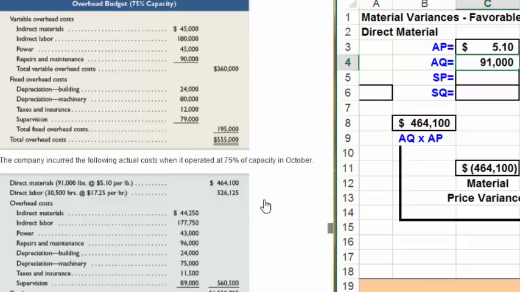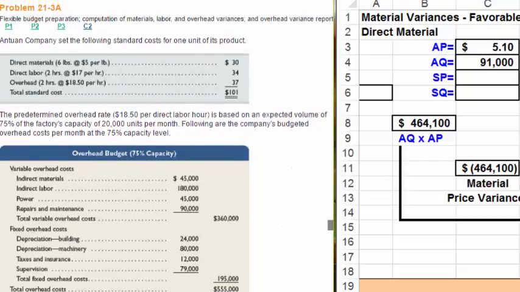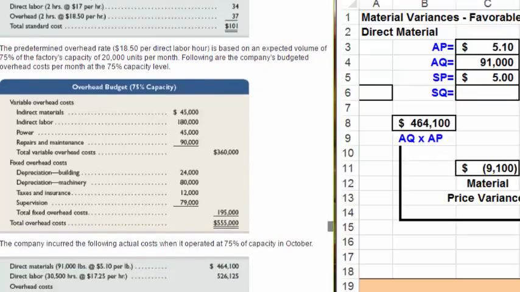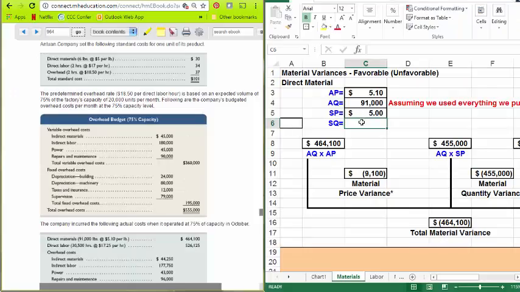So I'm looking for my standard quantities for my materials, and if you go top, Antoine Company sets the following standard cost for 1 unit of its product. So that's 6 pounds and $5 per pound. Those are the standard rates. The standard price would be $5. Now the standard quantity, you're going to have to take the 6 pounds and multiply it by the number of units that were actually made for the period of time. Put it back in there, $5.